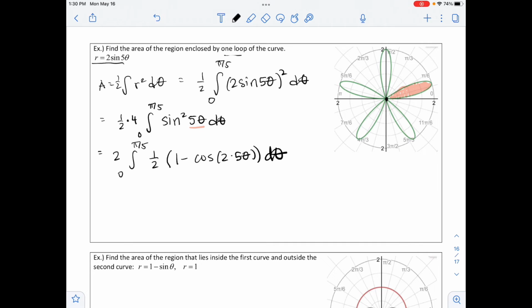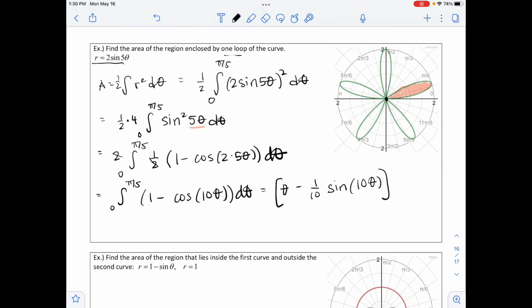Simplifying this a little bit more, the 2 and the 1/2 would reduce, and so we just have the integral from 0 to pi over 5 of 1 minus cosine of 10 theta d theta. And so now integrating this, we get theta minus 1 over 10 sine of 10 theta, and we're going to evaluate this whole entire expression from theta equals 0 to pi over 5.